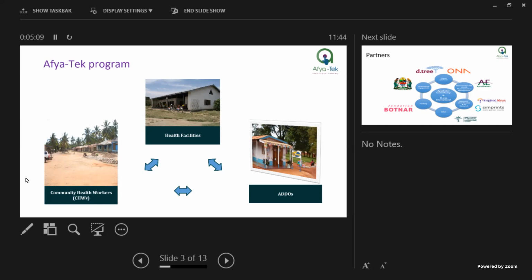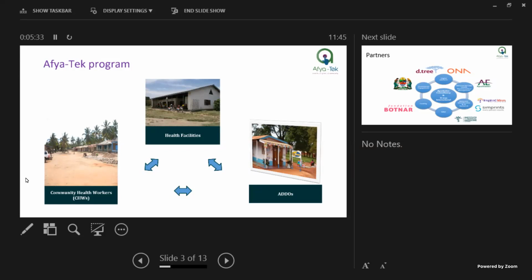Because of this, there are a lot of delays in accessing treatment and deaths happening at the community level. So the AfyaTech program came with an intervention to strengthen these three system actors by using a digital platform that links them together, so that they help a client, the patient, navigate through different points of care.